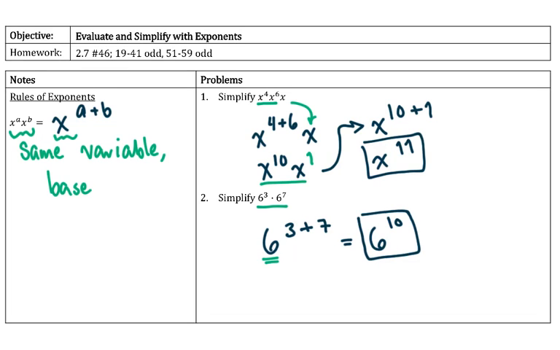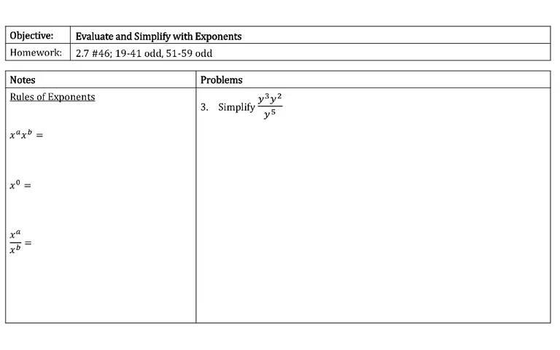If you want to grab a calculator and find out what that is, I will let you, but you don't need to, and it's going to be a very, very large number because this is 6 times 6 times 6 times 6 all the way out 10 times. And that's going to be a very large number. Now, that's one of our rules for exponents. We also have two more.